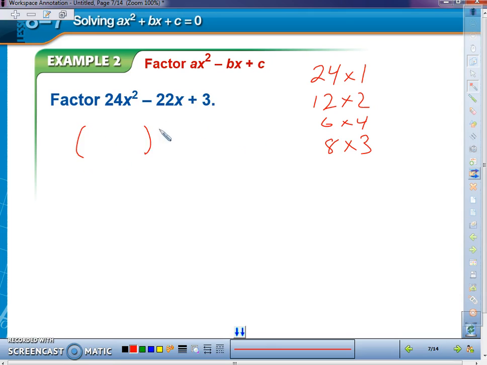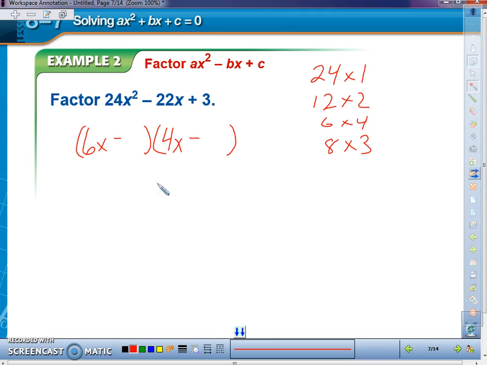So honestly guys, the way that I do this is you just start somewhere. I don't really think it's going to be 24 times 1. Okay, I just don't feel like that's probably going to be it. 12 times 2, I'm going to not go with that one. I always think it's going to be one that's a little bit closer. Let's try the 6 and the 4. 6x and 4x. Now, when I look at my signs, this is negative, this one's positive. That means that they're both going to be negative signs.